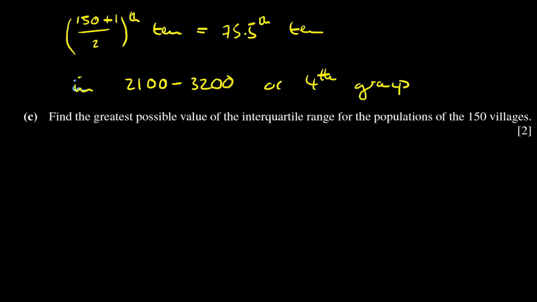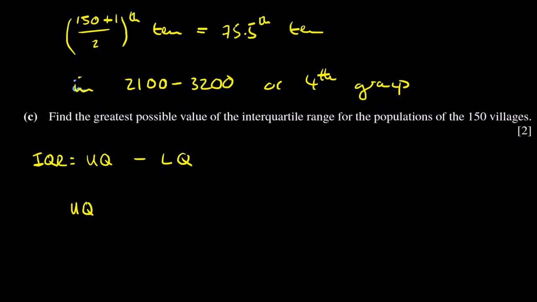Okay, the next one, we want to find the greatest possible value of the interquartile range for the populations of the 150 villages. Well, how do we get the interquartile range? We basically get the lower quartile value and the upper quartile value, and we do the upper quartile minus the lower quartile. It's what we call the interquartile range. So how do we get the upper quartile and the lower quartile?